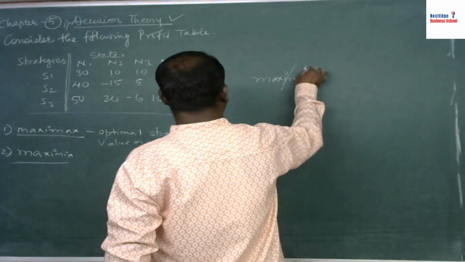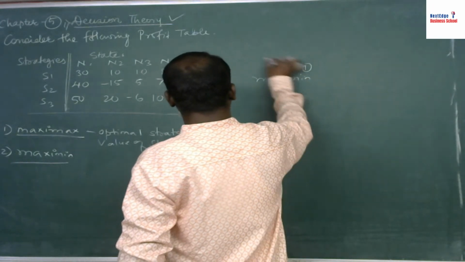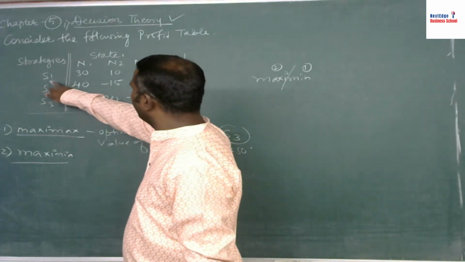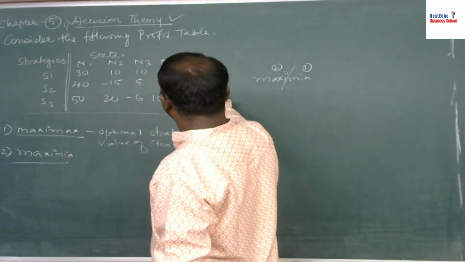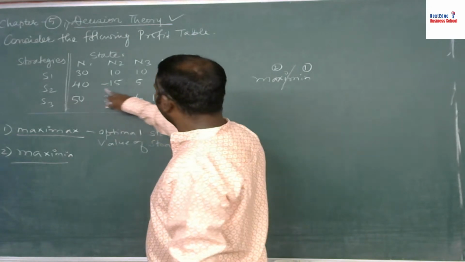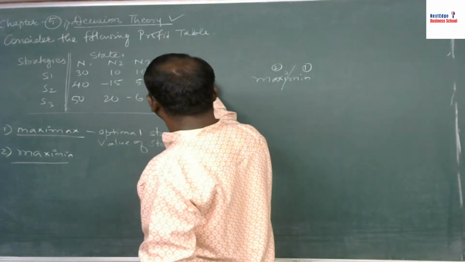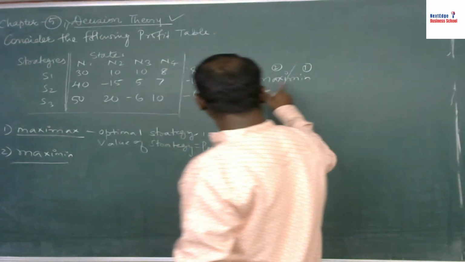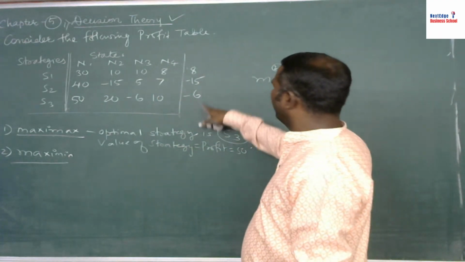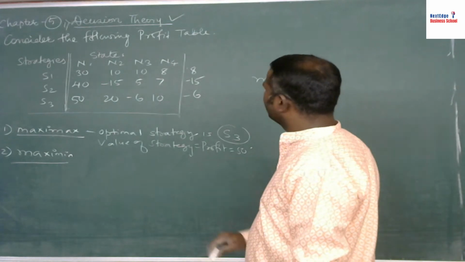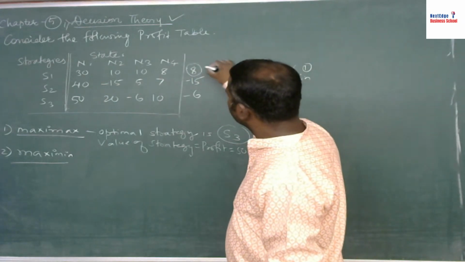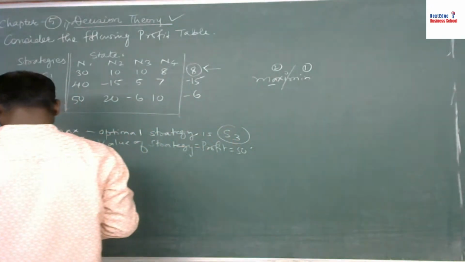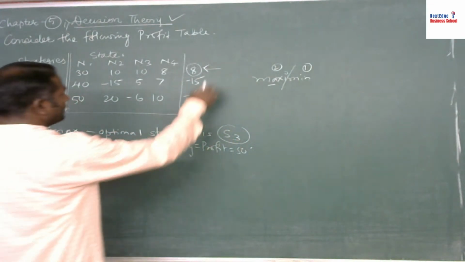Maximin means you have to find the minimum first and then maximum second. Now what is the value of minimum in S1? Minimum value is 8. In row 2, minimum value is minus 15. In row 3, minimum value is minus 6. So now out of these 3 minimum values, what is the maximum value? So maximum value is 8. So this 8 is the maximum.